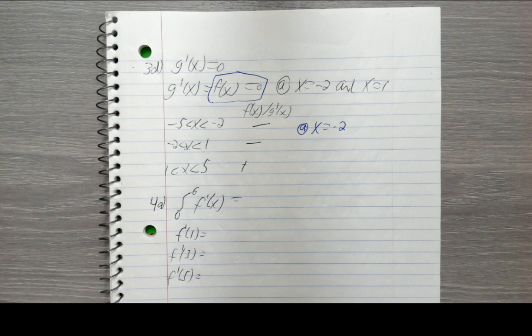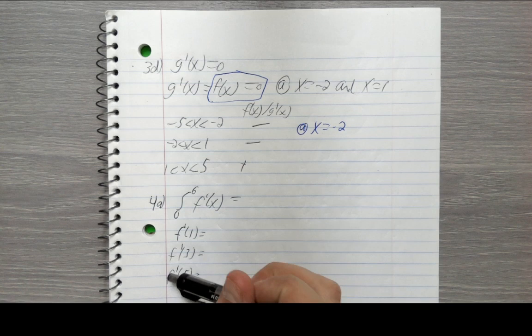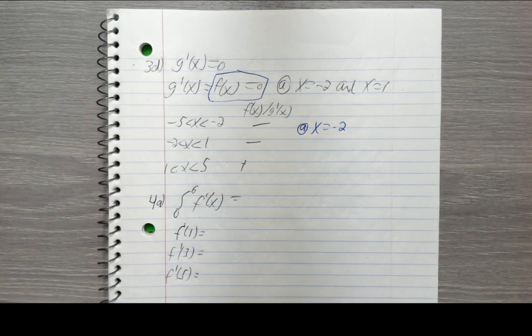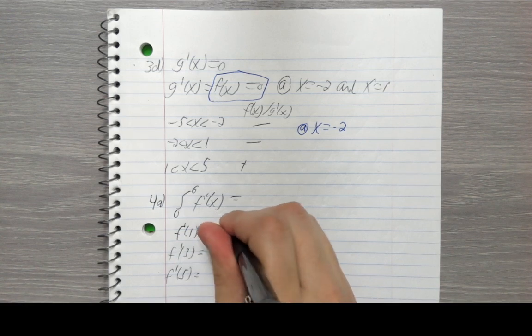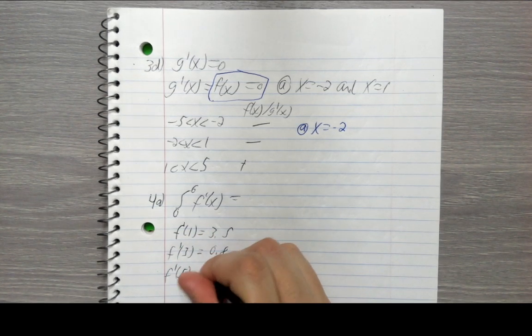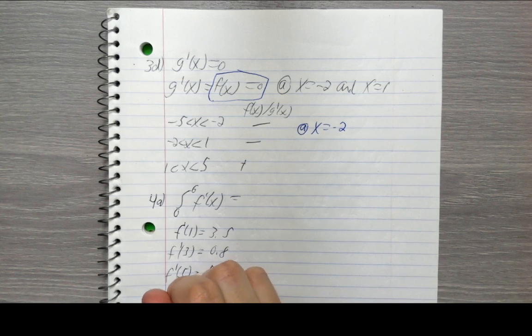It says midpoint Riemann sum. So between 0 and 2, the midpoint is 1. Between 2 and 4, it's 3. Between 4 and 6, it's 5. So that's where I get those values. They give us these points: 3.5, 0.8, and 5.8. I also know that for every one of these intervals, my width is going to be 2.